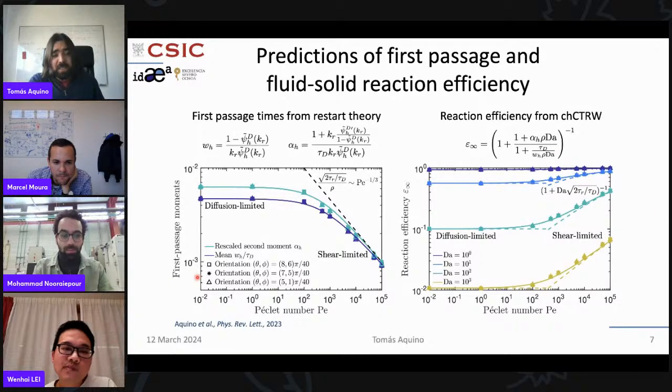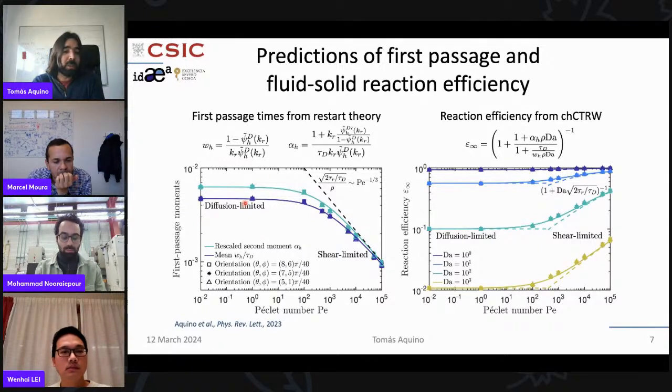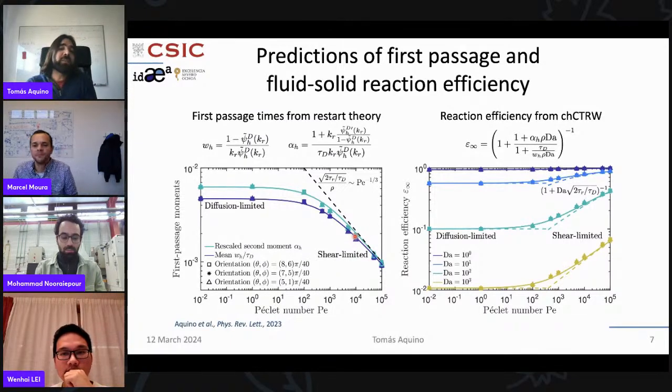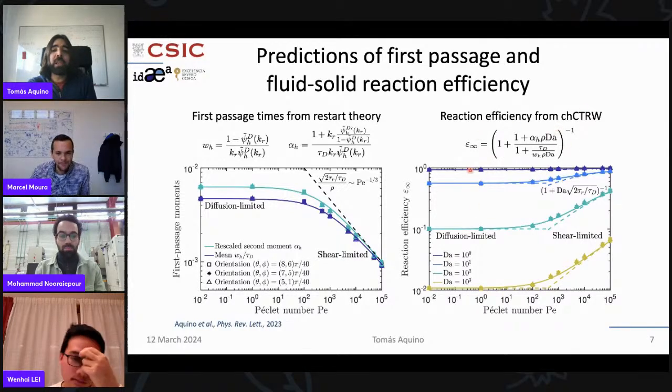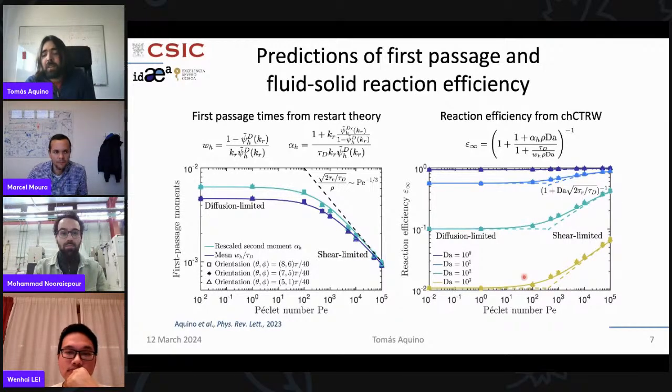For the first passage times, we can capture with the theory, represented here by the solid lines, the mean and second moments that we need for the reaction efficiency very well, and these symbols are determined by simulations. You see that we get this transition between a diffusion limited regime at low Peclet and the shear limited regime, due to the mechanism I just mentioned, at high Peclet. When we then use this information in our chemical continuous time random walk description of reaction efficiency, we find again a very good match of theory and numerical simulations.